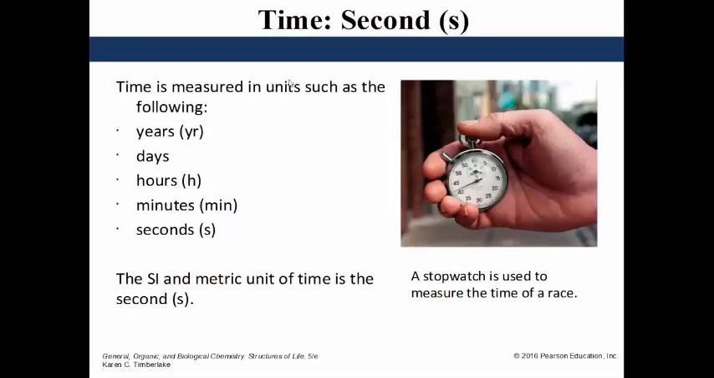Alright, next we'll talk about time. The unit of measurement for both the SI system and the metric system is the second. And then from there you can get larger and larger, but the base unit that you use is the second. So you can go anywhere from years to days to hours to minutes to seconds. So 60 seconds is 1 minute. 3,600 seconds is 1 hour, and so on.